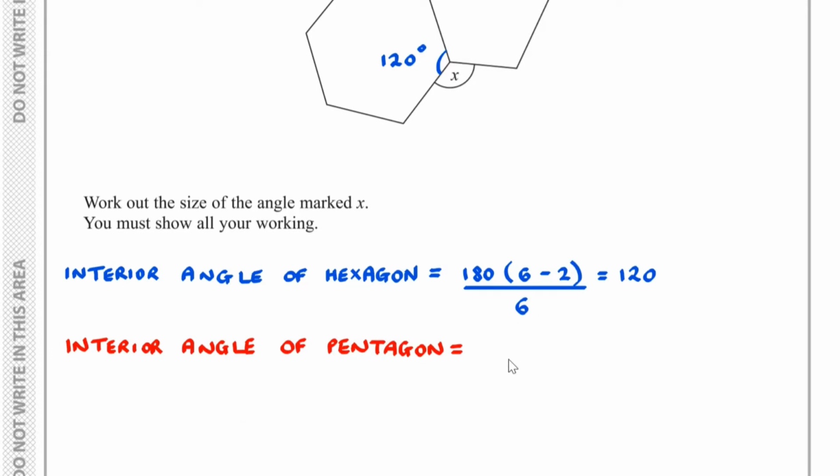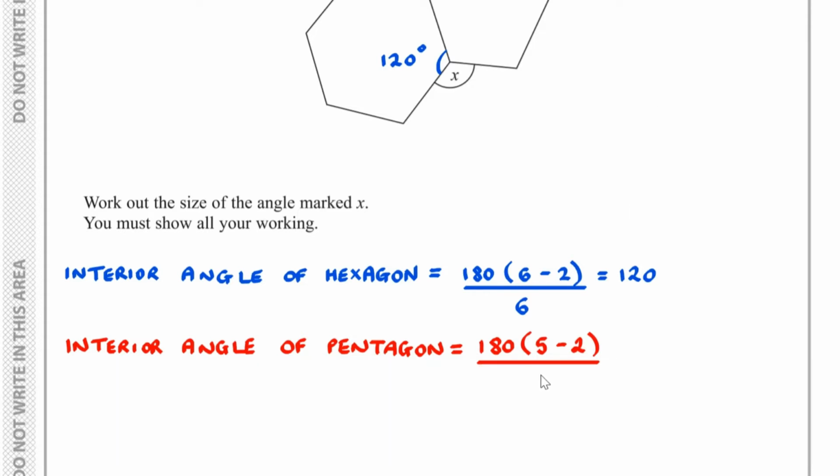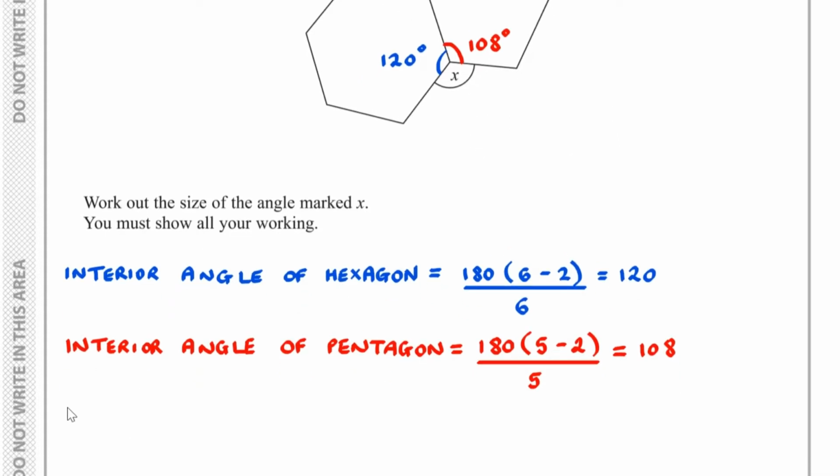Now the interior angle of the pentagon, that will equal 180 multiplied by 5 minus 2, we've got 5 sides, then divide this by 5, and it turns out we get 108. So this angle here is 108. We can now find out the angle x.